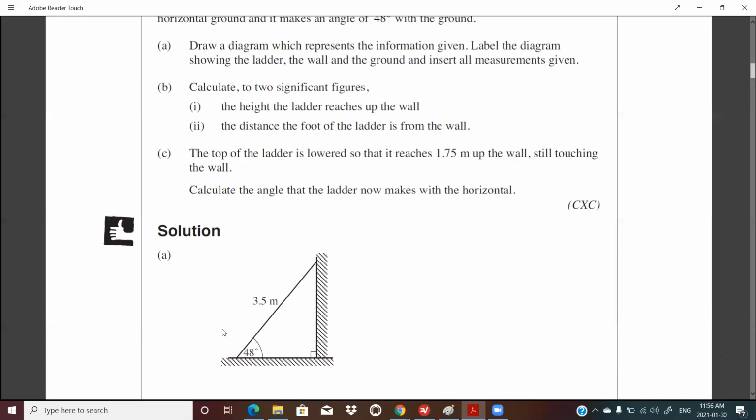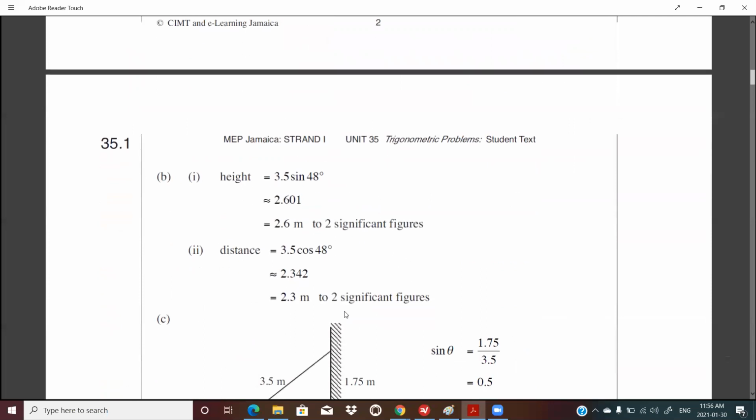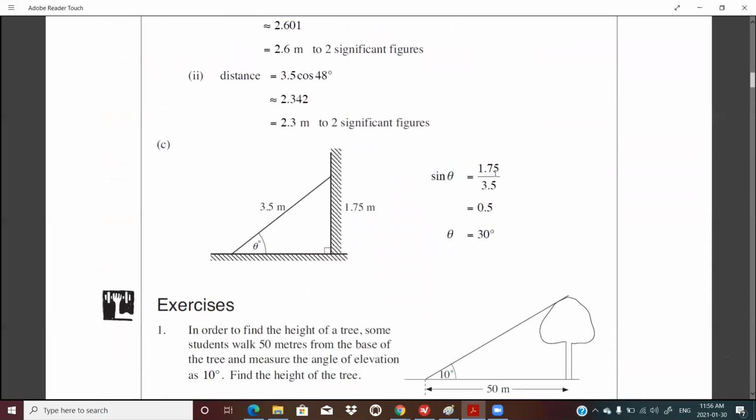Take the sine inverse of both sides, so that you get theta is equal to sine inverse of 1.75 over 3.5. For whatever that is, put it in a calculator. So see here, sine theta is equal to 1.75 over 3.5. You take the inverse of both sides so that you have theta is equal to sine inverse of this. You put it in a calculator, or should I say sine inverse of 0.5. You put that in a calculator, you get 30 degrees.